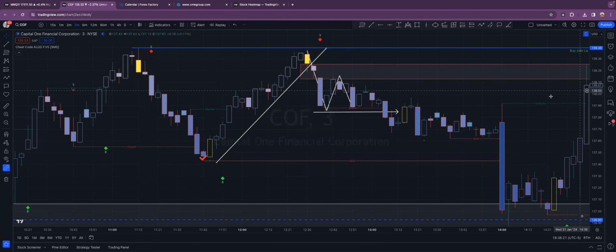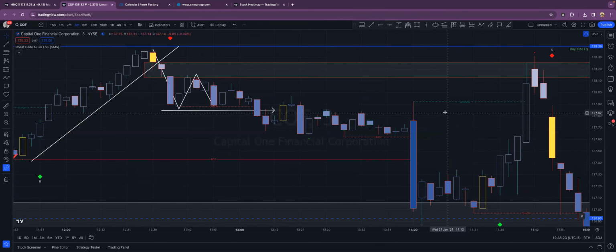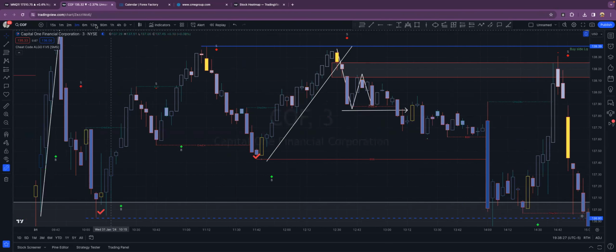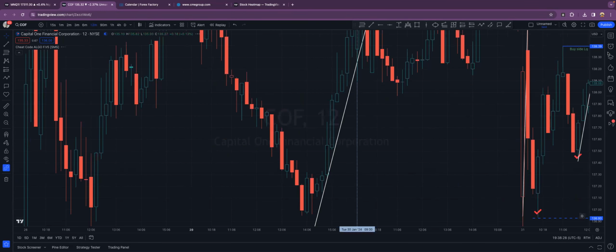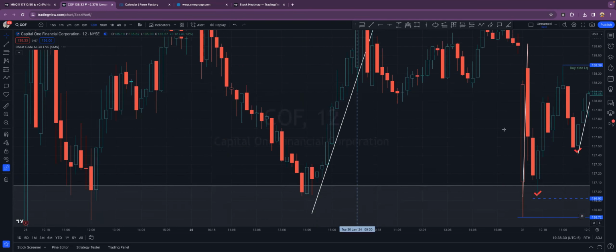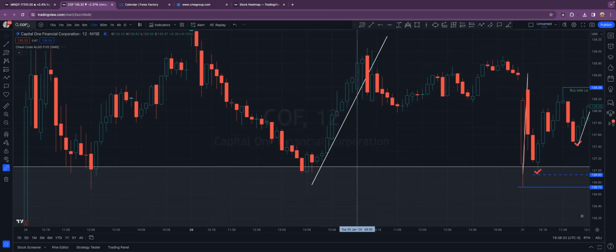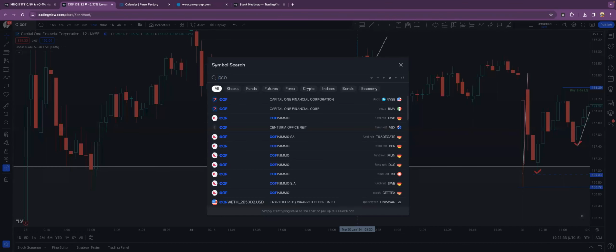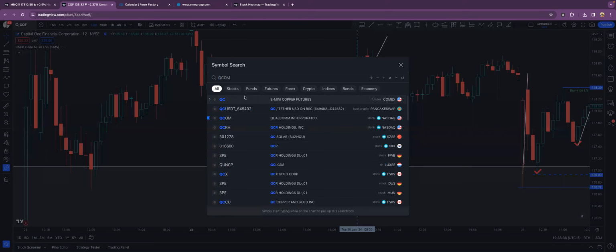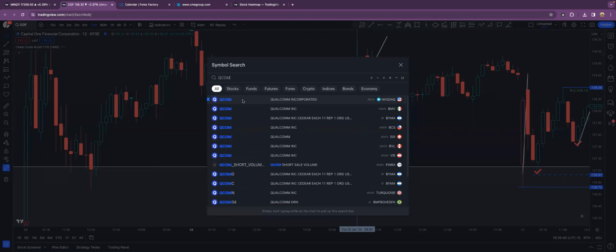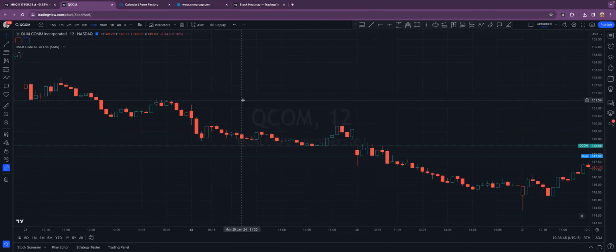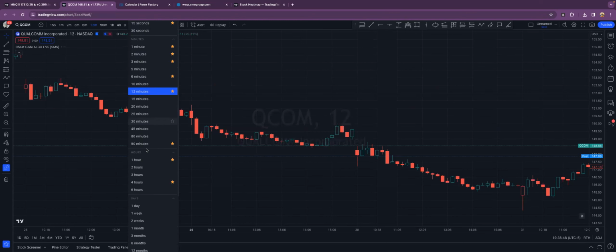So let's go on here, shift over to another chart. It's a higher time. Oh, QCOM. That was another good one. I like QCOM. That was another good one I took over the weekend. And we're gonna back out to a weekly on them.